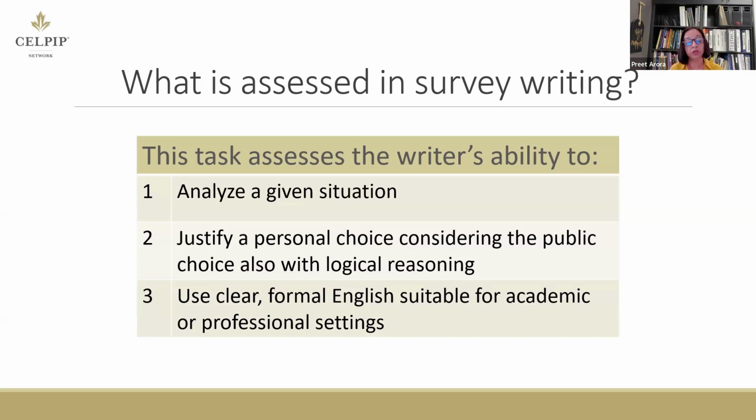And this is where students keep sitting on CLB 7, sometimes better reasoning CLB 8, but CLB 9, no. So you need to use a clear, formal English suitable for academic and professional settings. So it has to be academic English. It should not be casual.